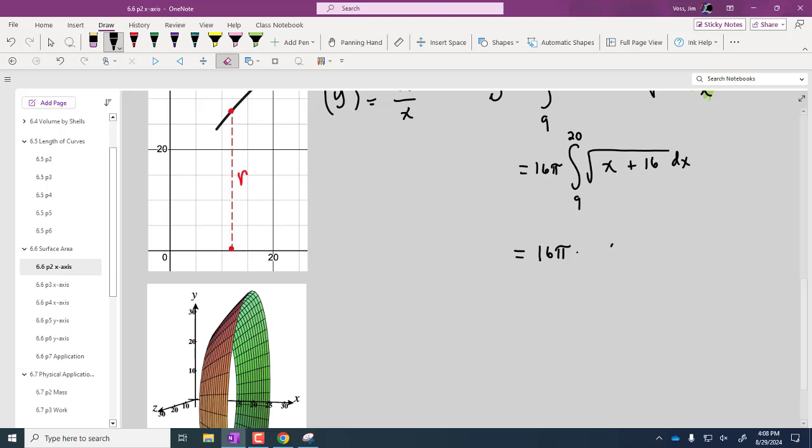So we're going to say, okay, x plus 16 to the what power? It's to the 1/2 right here. Then we add 1, so we get 3 halves. And then we divide by 3 halves, so we multiply by 2/3. And then we have to divide by the derivative of the inside here, but the derivative is 1, so we don't have to do anything. If this was a 5x plus 16, we'd divide by 5. But it's not, so we don't. So we go 9 to 20.